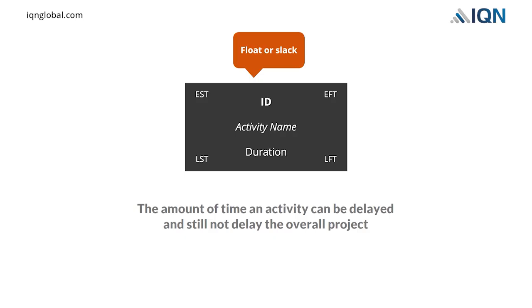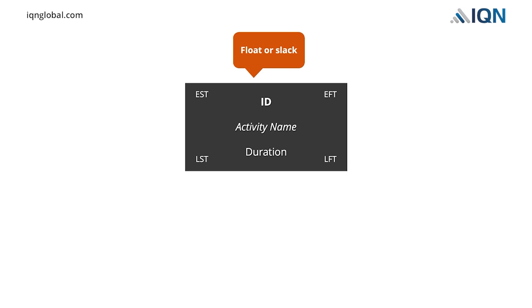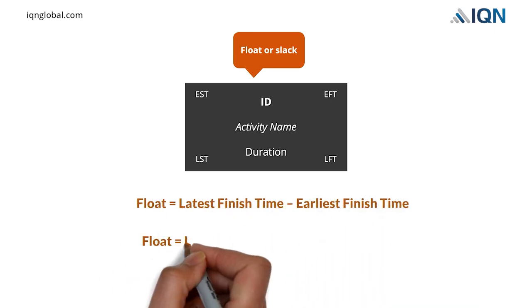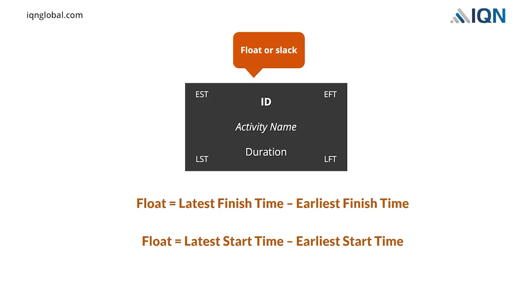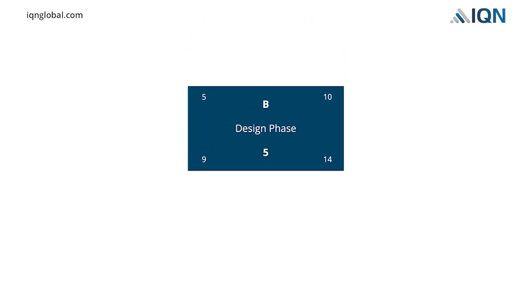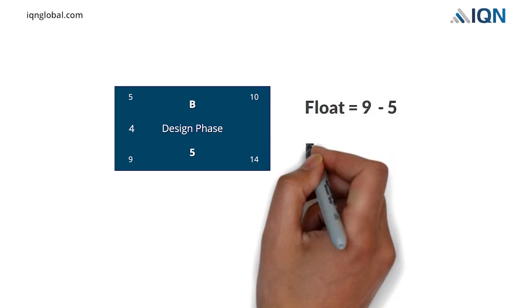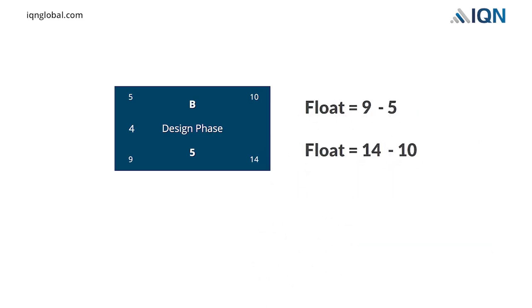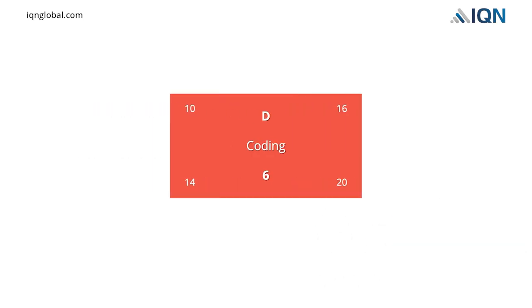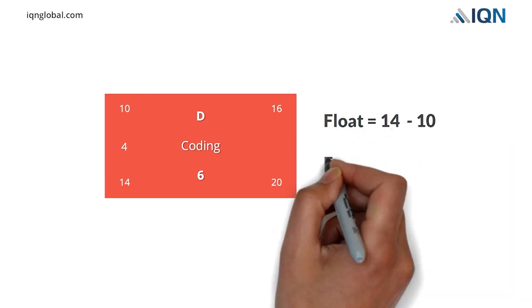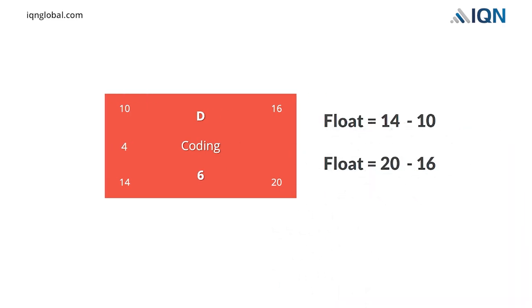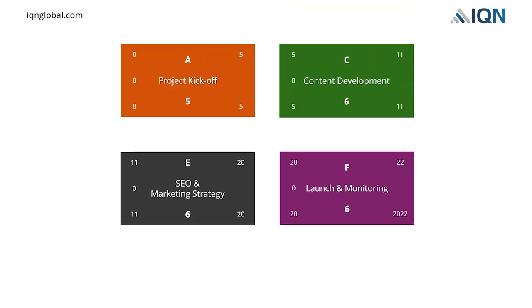Activity float is found by using any one of these equations. Float equals latest finish time minus earliest finish time, or float equals latest start time minus earliest start time. Using these equations, the float of activity B is 4 weeks, that is 9 minus 5, or 14 minus 10. Similarly, the float of activity D is 4, which is 14 minus 10, or 20 minus 16. In the same way, floats of activities A, C, E, and F are found to be 0 weeks.